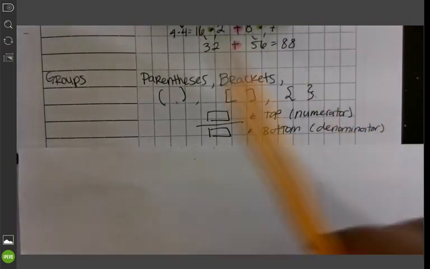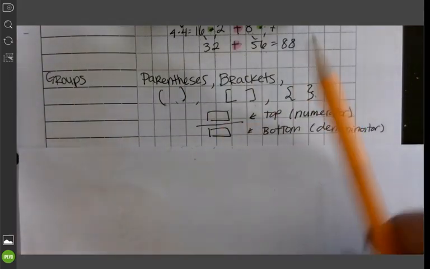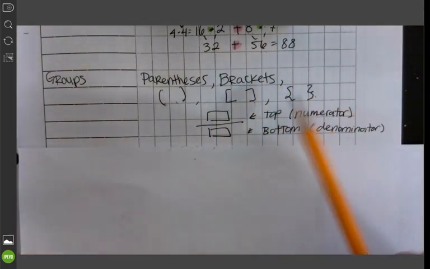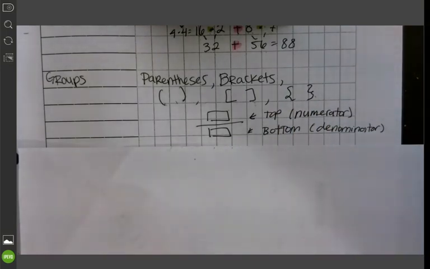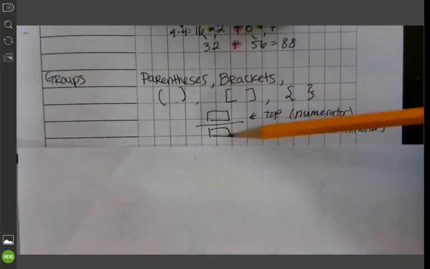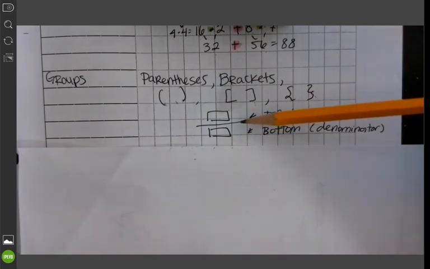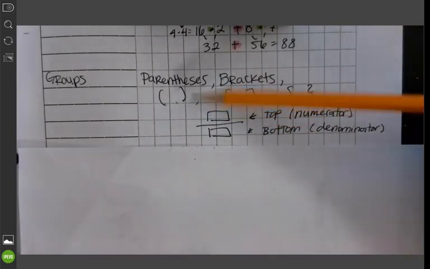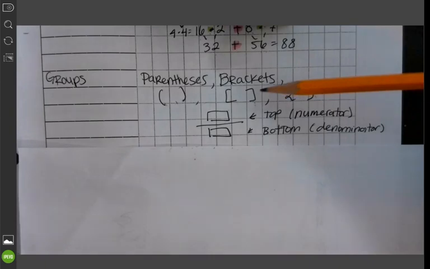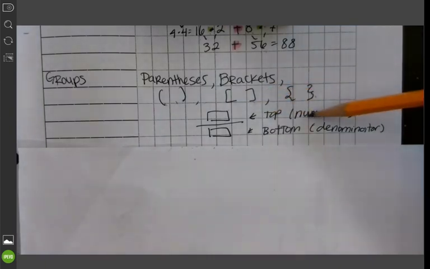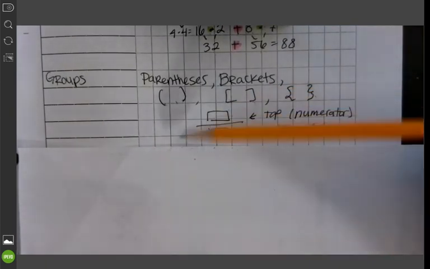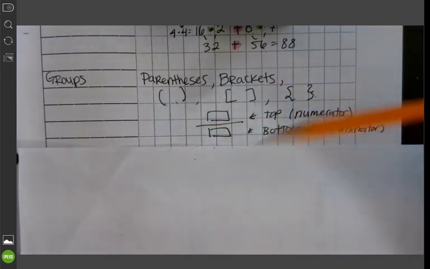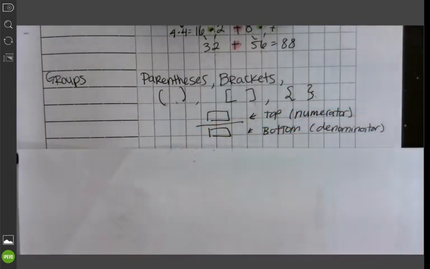All right, today we're going to dive a little bit more into groups and what groups mean. So, groups are parentheses, brackets, fancy brackets, or in a fraction, if you see a bunch of things on top, that is a group, the numerator. Or if you see a bunch of things on the bottom, the denominator, those are a group.